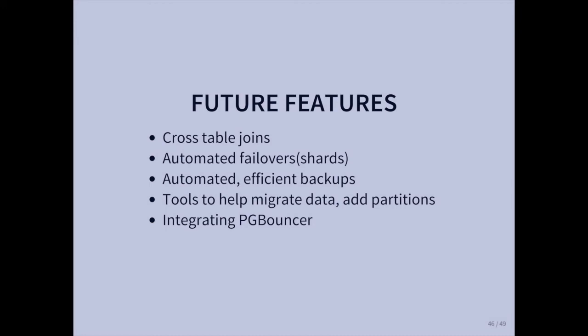We don't have cross-table joins unless you're joining exclusively on the key that is the partition key between tables, and it has to be the same partition key. Automated failovers and automated backup setup, none of that stuff is done in this particular system. And it would be really nice to integrate with PgBouncer, which does connection pooling. You can do really sophisticated stuff where you pause transactions temporarily, and it will fill a buffer while you're doing some sort of failover or adding a new shard.